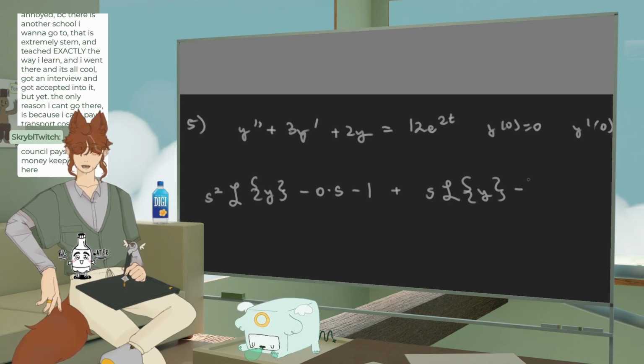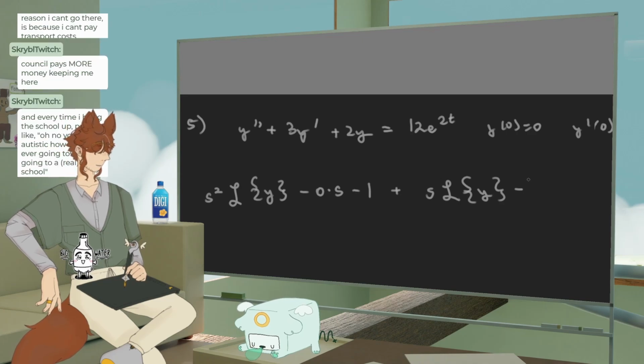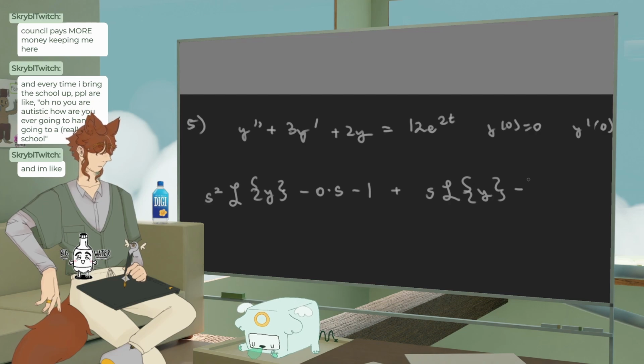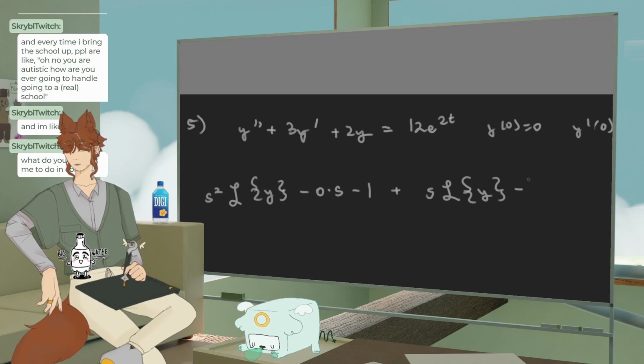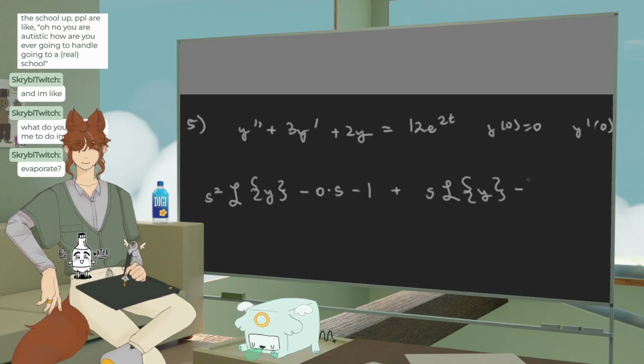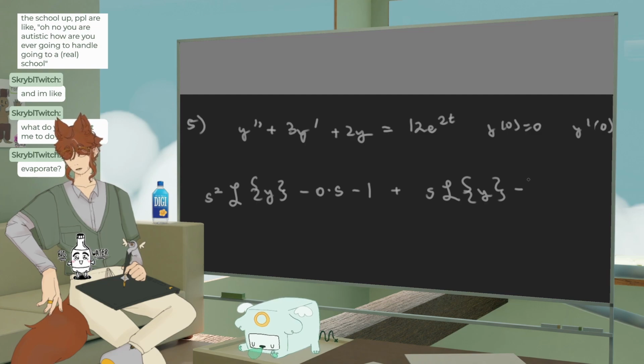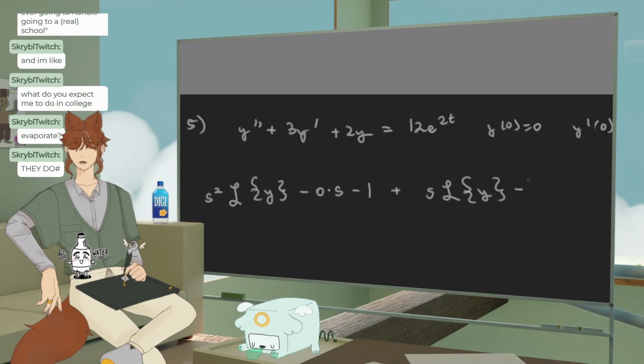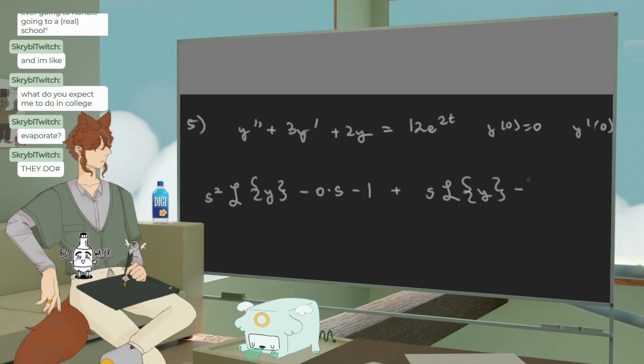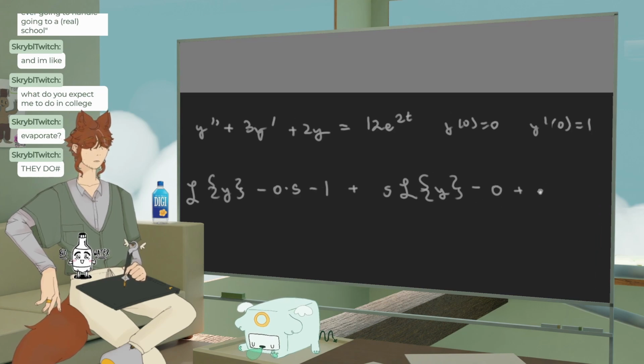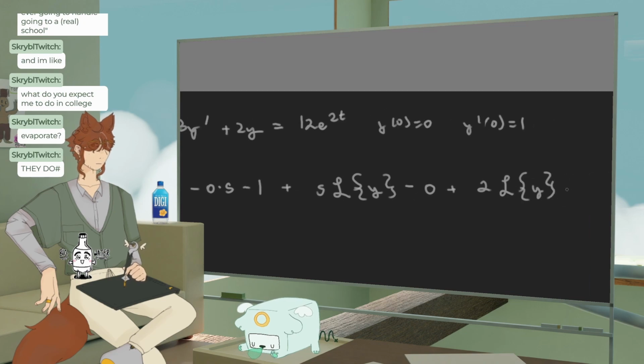This is honking outside. I don't really live by a real road, so it's kind of weird. Every time I bring the school up, people are like, oh no, you're autistic, how are you going to handle going to a real school? Oh my god, dude. People be ableist, truly. That's so stupid. It's like, can we just make our world more accessible so that everybody can have access to the same stuff? What do you expect me to do in college? Evaporate? They probably don't expect you to go to college, to be honest. Which is really dumb. Okay, yeah, S. So 0. They do? What? That's very odd.